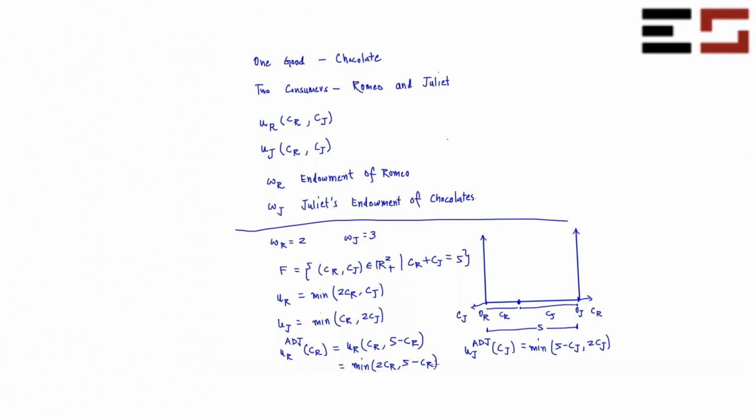Now this is very simple. We can easily draw this, right? This is just a function of one variable. We can easily plot this. So I'm going to plot UR CR in this plane. Let's call this UR.